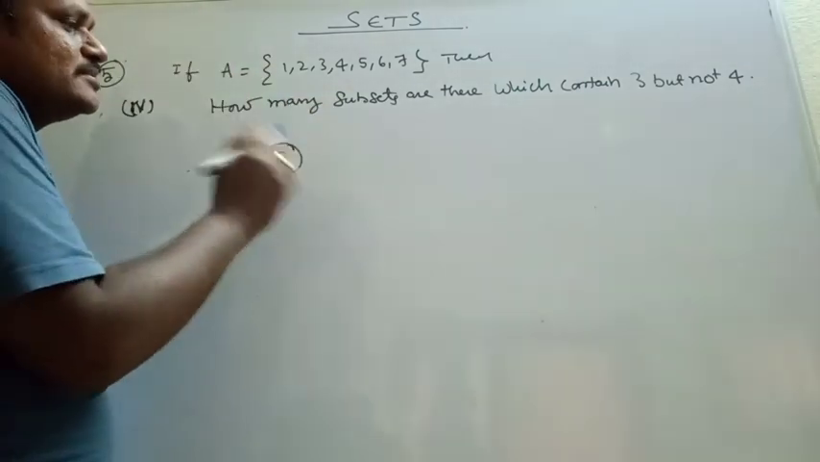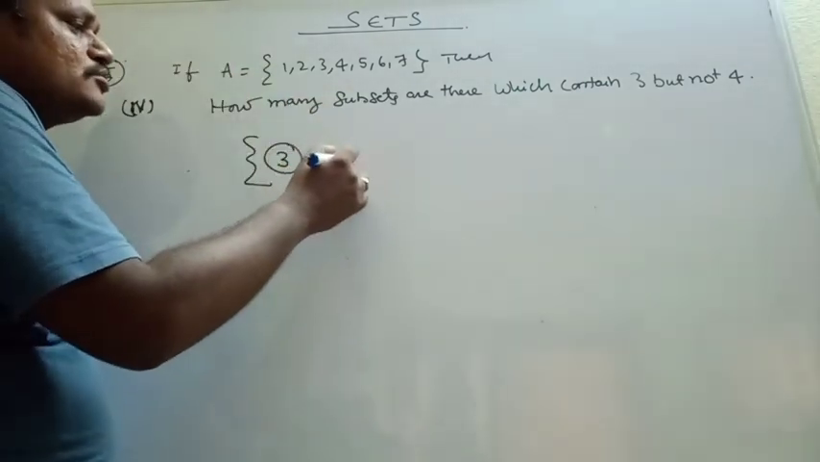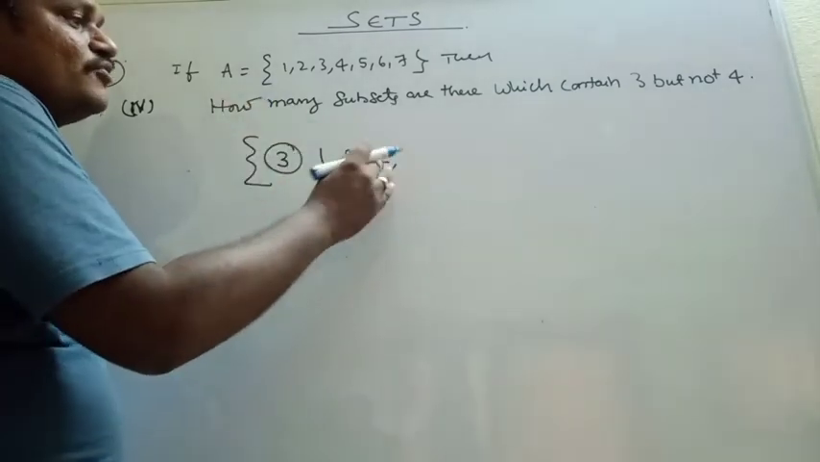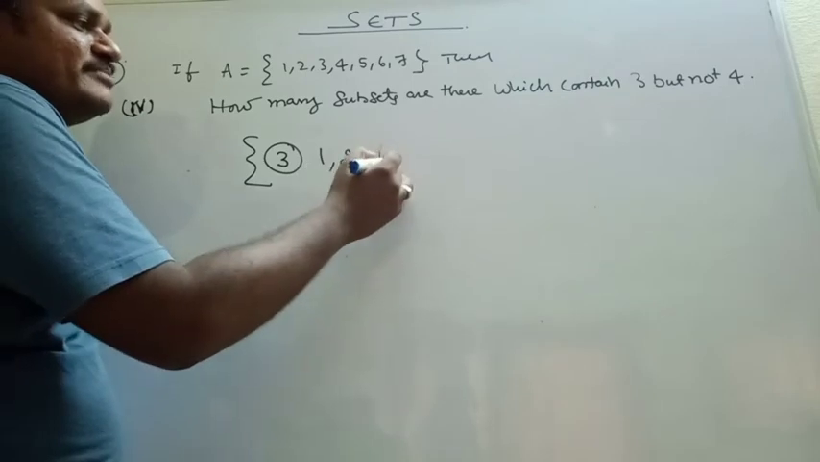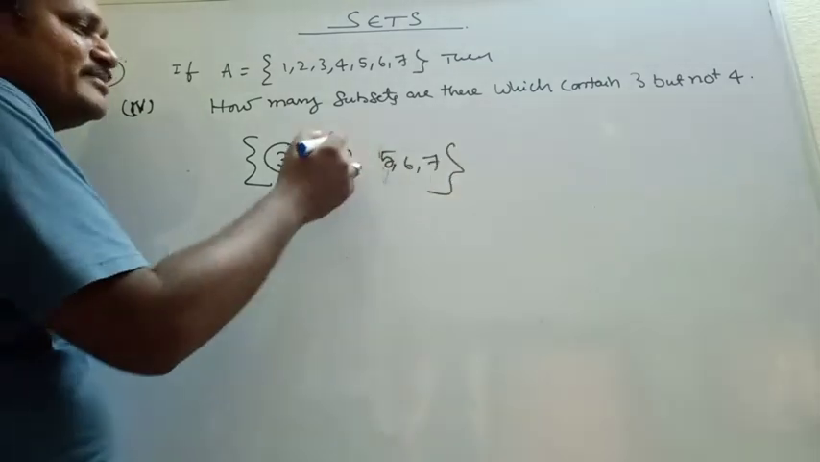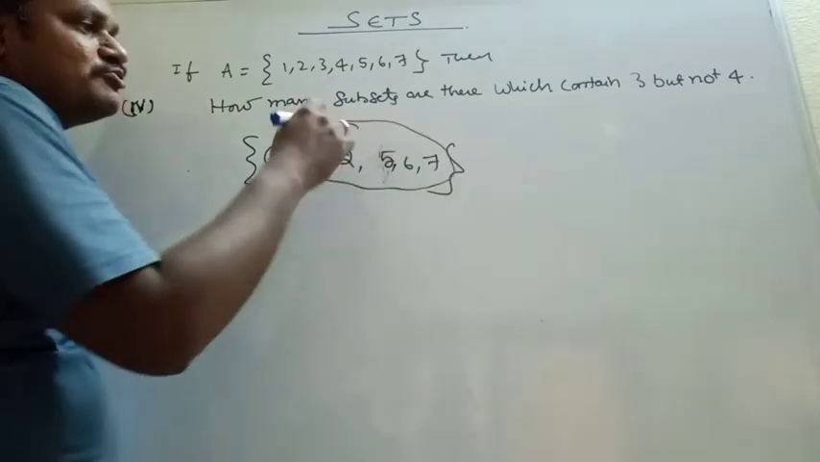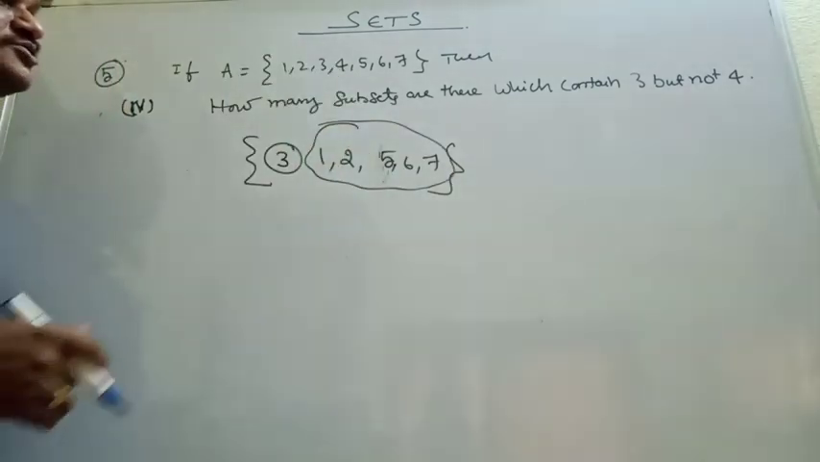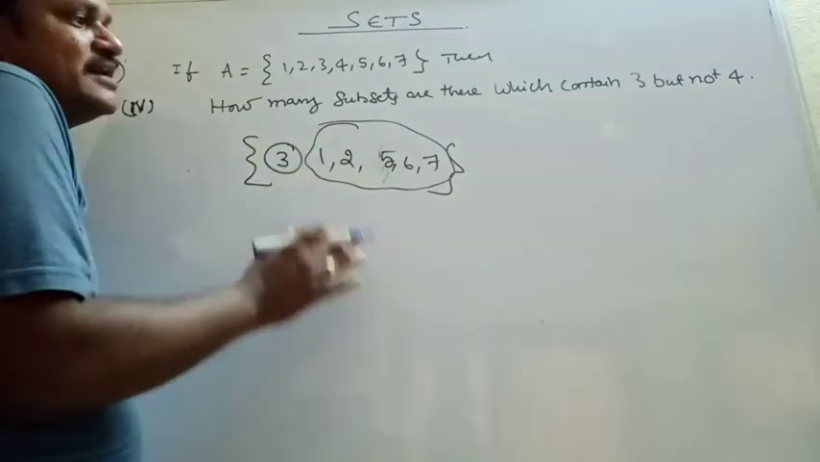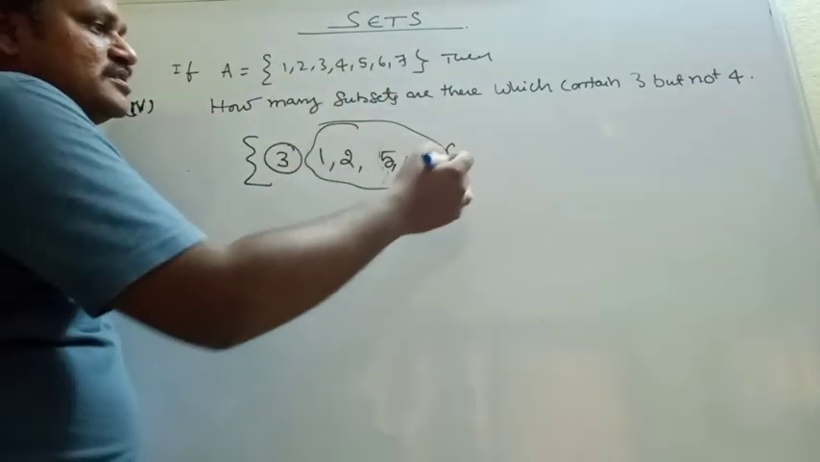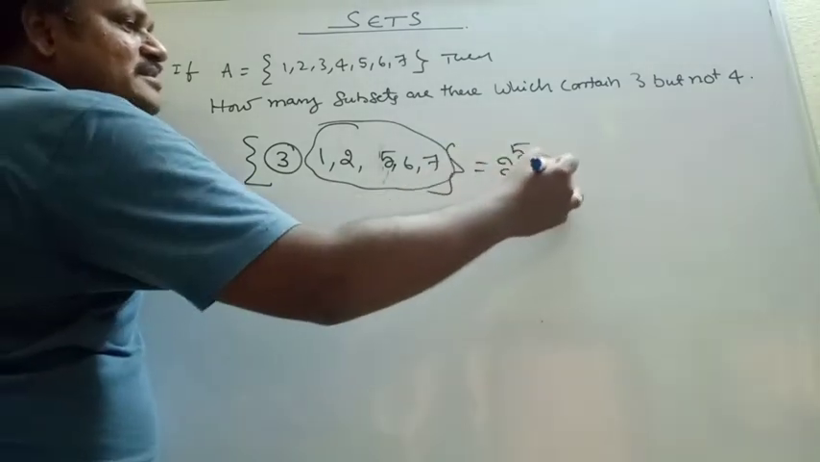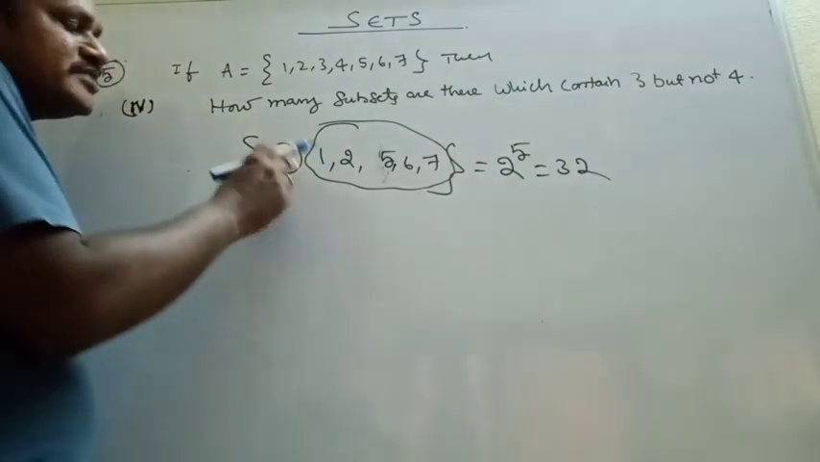And the remaining elements: 1, 2, 3 already fixed, no need to consider. 4 should not be there. 4 should not be there means we have here 5, 6, 7. That means with these 5 elements we have to make subsets, because 3 will be already fixed and 4 we have removed. Therefore, this is nothing but 2 power 5 only. That is nothing but 32, because 3 will be fixed in that.